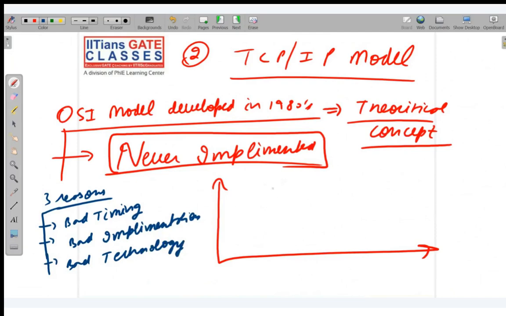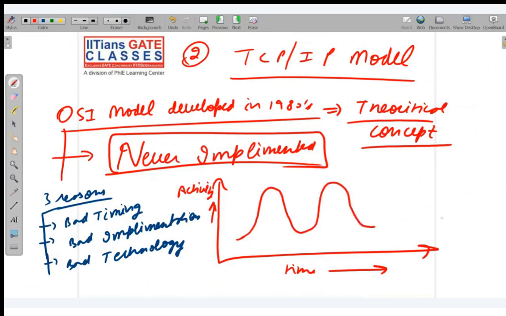Bad timing. So what do you mean by bad timing? See this, I am making a graph. This is an activity versus time graph. When computer networks were just developed, at that time there was obviously very little activity. Slowly activity increases and then it decreases, and then again increases and then decreases, like this. This is the general curve for any technology. Like computer networks is a technology. Initially there was very little activity with respect to time. As time increases, activity increases. And what is this activity? That is the research work.